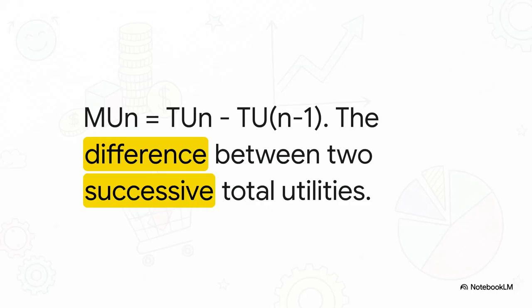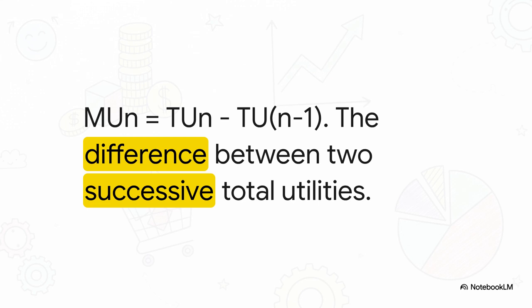So, how do we actually calculate that extra joy? The formula might look like some intense algebra at first glance, but it's remarkably simple. It's MU sub n equals TU sub n minus TU sub n minus 1. Let's break those variables down. N is just the current slice of pizza you're eating. Let's say it's your third slice. MU sub n is the marginal utility of that third slice.